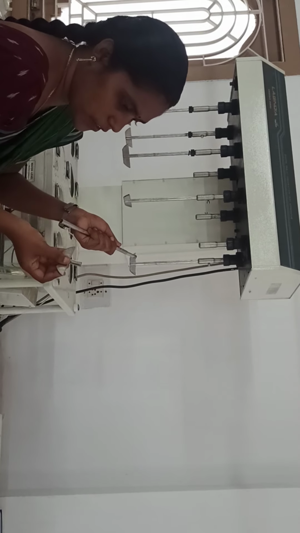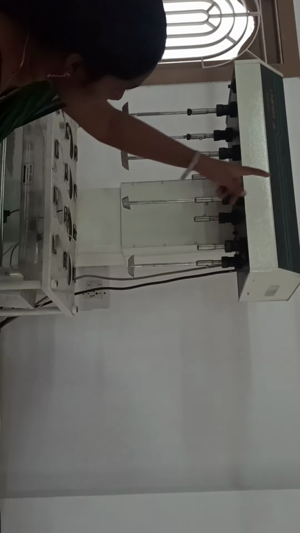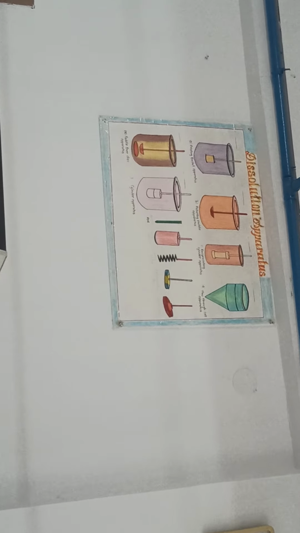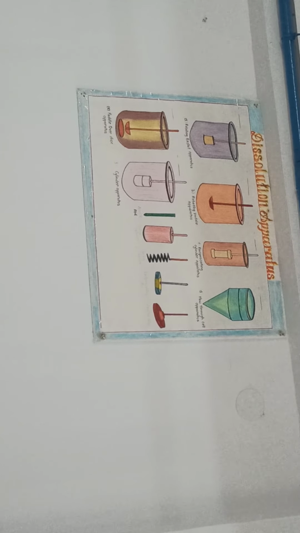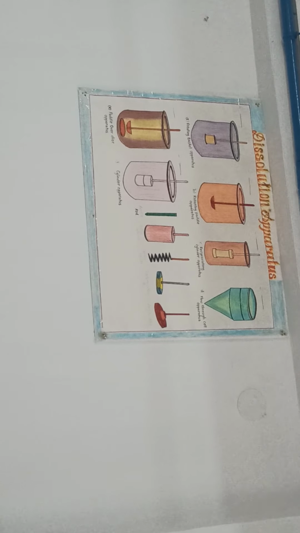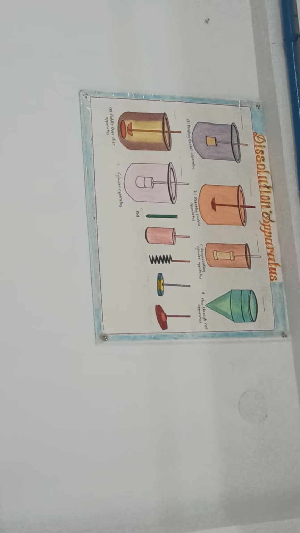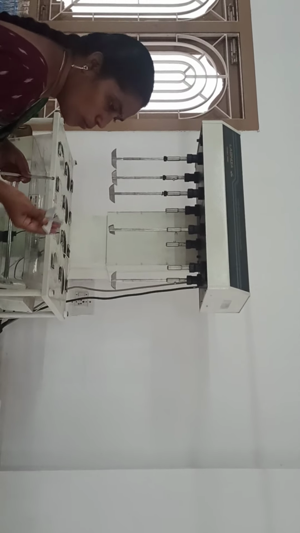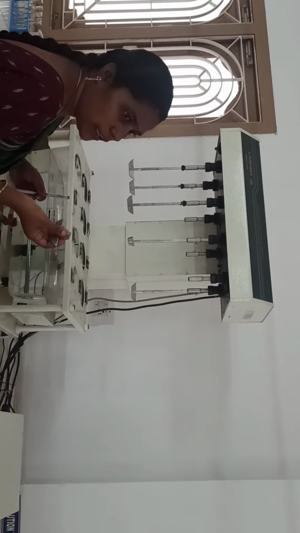dissolution operators. There are almost 7 types of dissolution testing operators: the basket, paddle, reciprocating cylinder, flow through cell, and others. Among those, we are using 2 operators: one is the basket, and the other is the paddle. This is the paddle, most widely used for tablets and capsules.